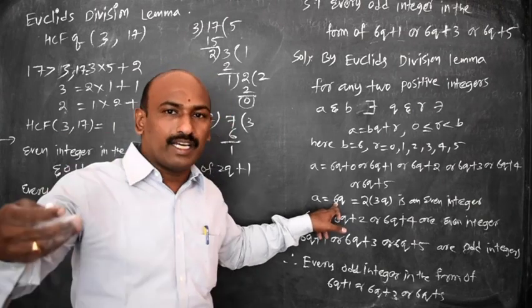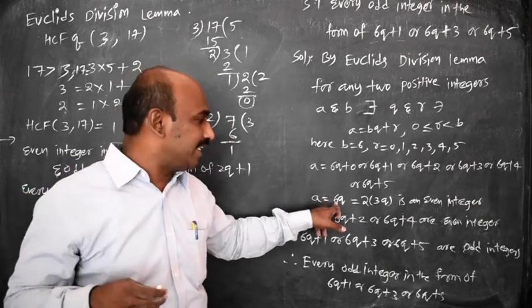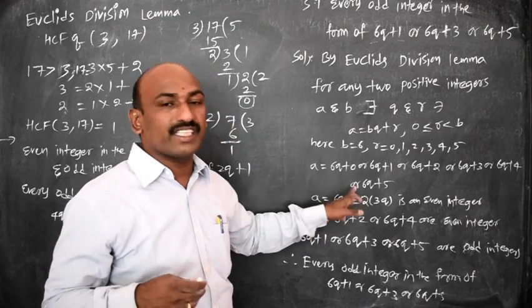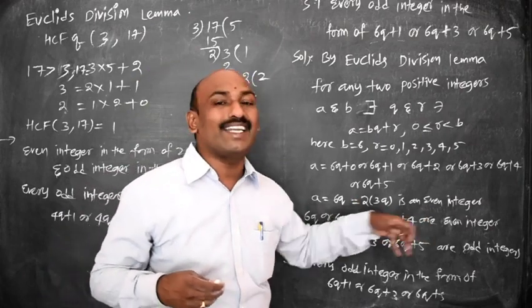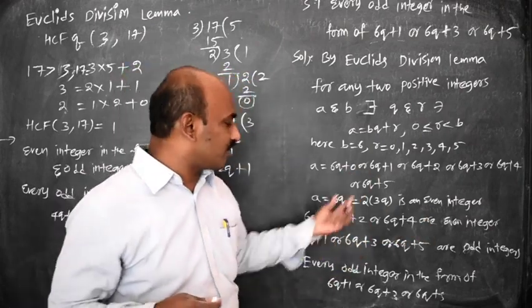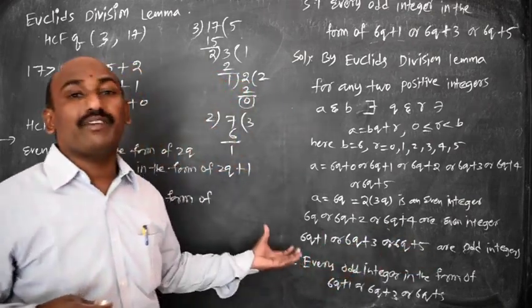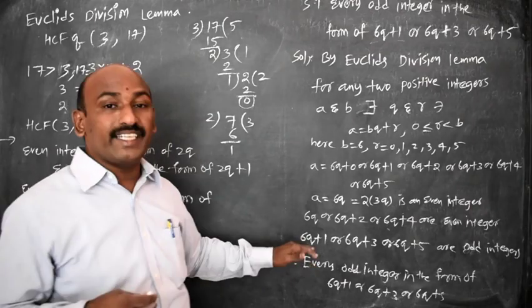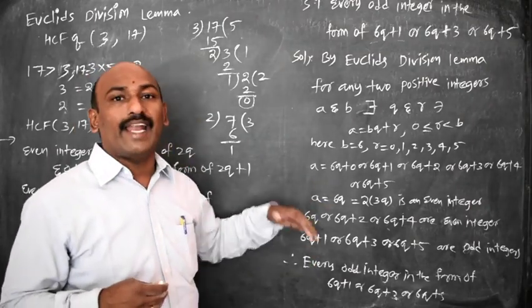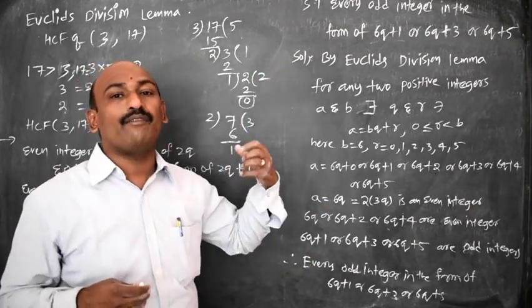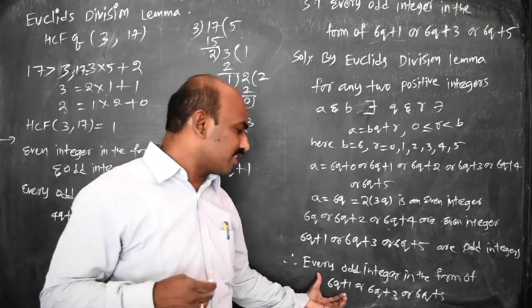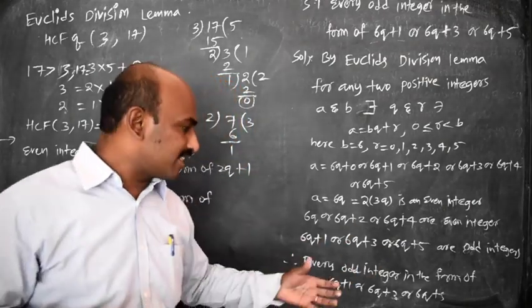If you add 1 to an even integer, it becomes an odd integer. Then 6q plus 2 and 6q plus 4 are even integers. Then we can say that 6q plus 1, 6q plus 3 and 6q plus 5 are odd integers. Therefore, we conclude, and finally we write the statement again: every odd integer is in the form of 6q plus 1, 6q plus 3 or 6q plus 5.